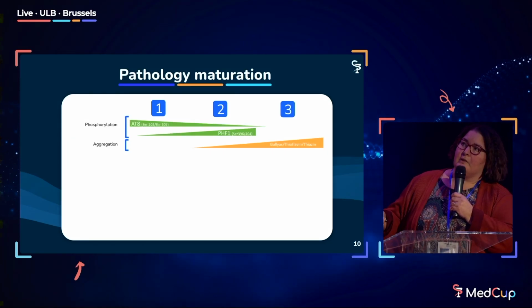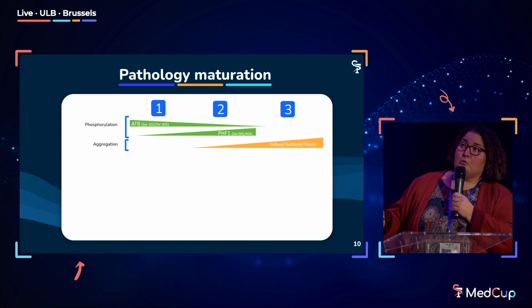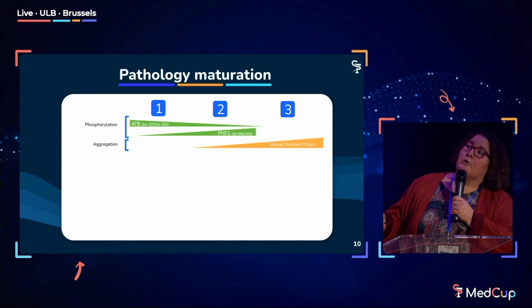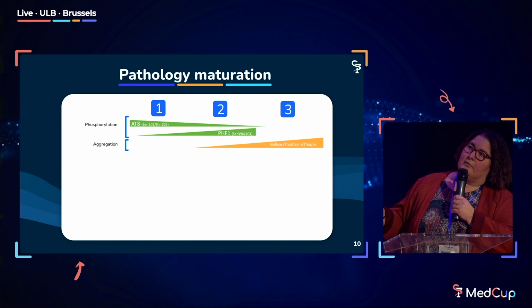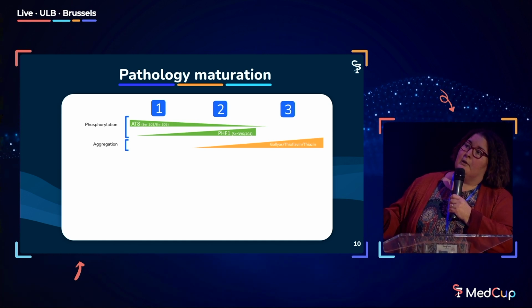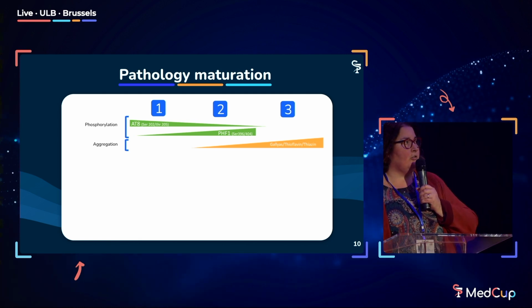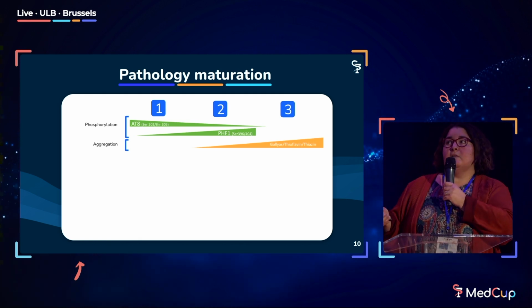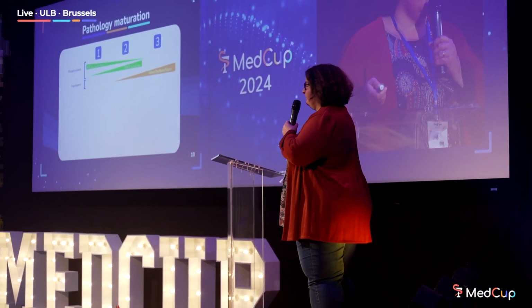Next. And the aggregation appears only at stage 2 and stage 3. Thus, we can see that at the pre-tangle stage, we have phosphorylation of tau but no aggregates. At stage 2, thus the mature tangles, we can find phosphorylation and aggregation. And at stage 3, we do not find phosphorylation anymore, but we can detect aggregation. It's due to the fact that these neurons are dead, and thus we have ghost tangles.